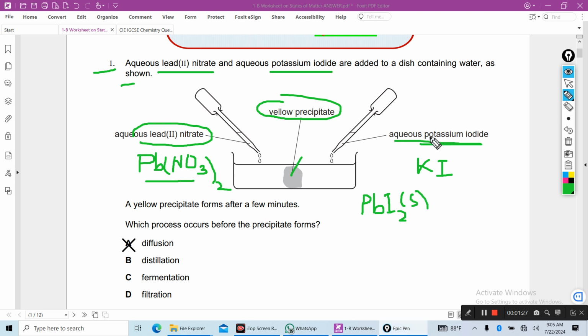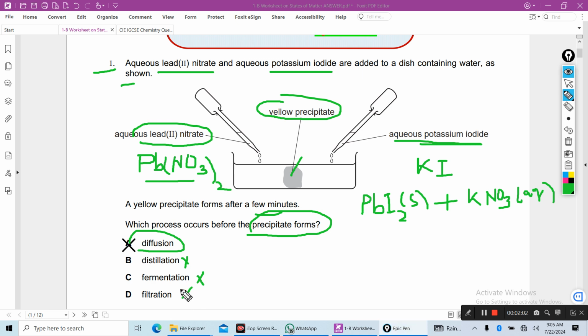Aqueous lead nitrate reacts with potassium iodide to produce lead iodide solid plus potassium nitrate. Potassium nitrate is aqueous, this is soluble. A yellow precipitate forms after a few minutes. Which process occurs before the precipitate forms? That means they diffuse, they move. Distillation wrong, fermentation wrong, filtration wrong.